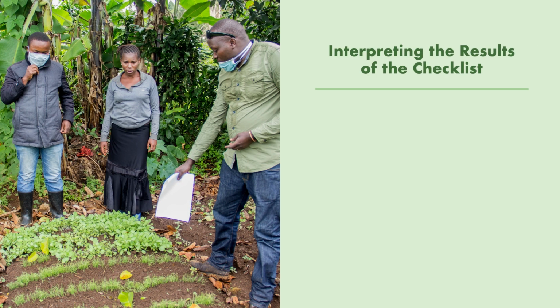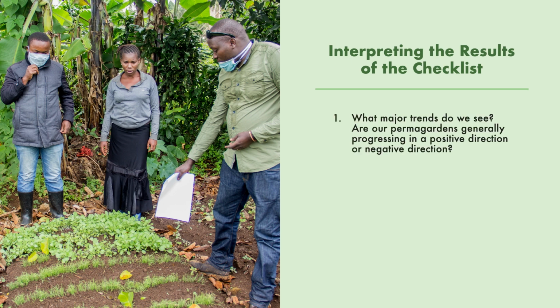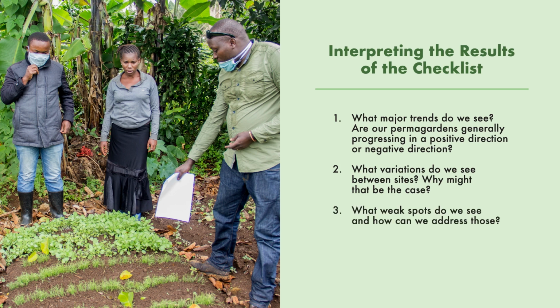These questions from the Permagarden Technical Checklist Guidance document, available in the supplemental materials, can help guide the conversation. 1. What major trends do we see? Are our permagardens generally progressing in a positive direction or negative direction? 2. What variations do we see between sites? Why might that be the case? 3. What weak spots do we see and how can we address those? 4. Where did we find innovation? How can we learn from those households?